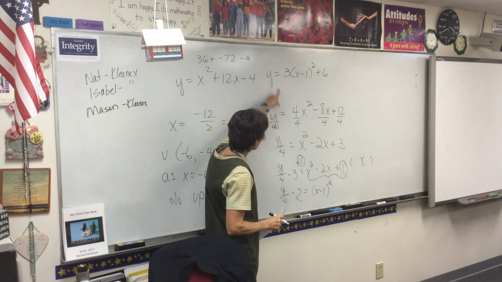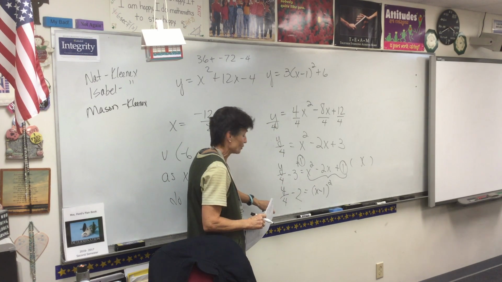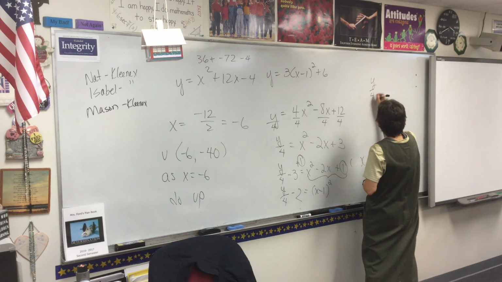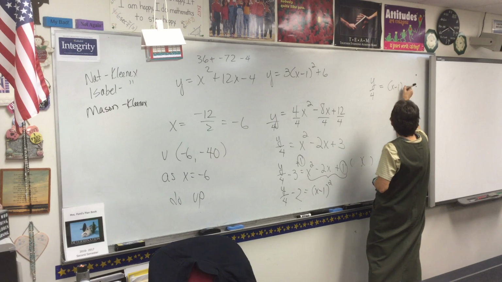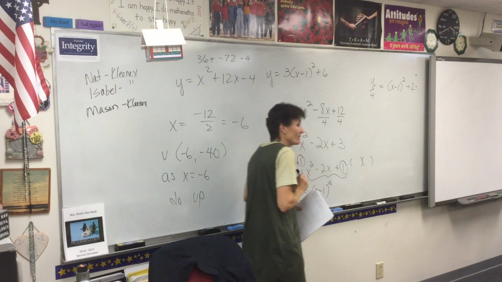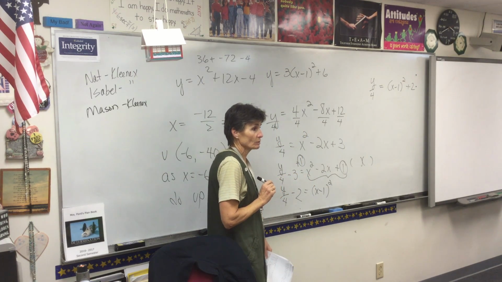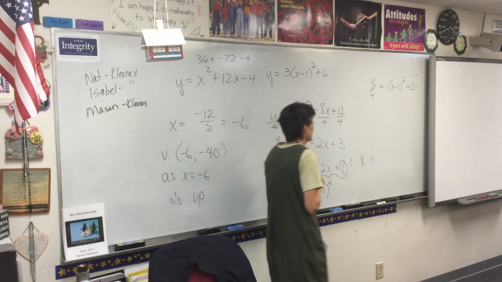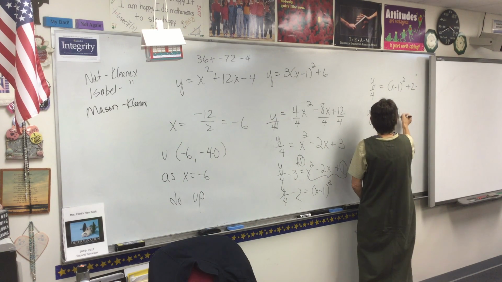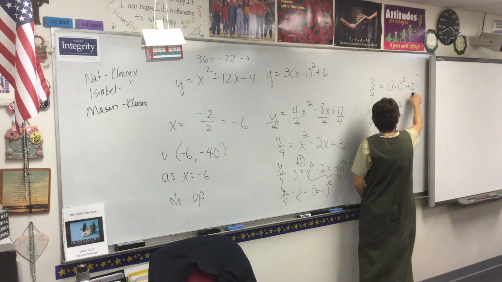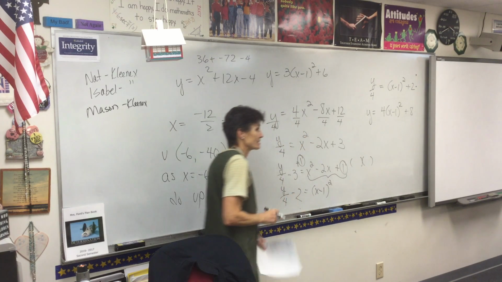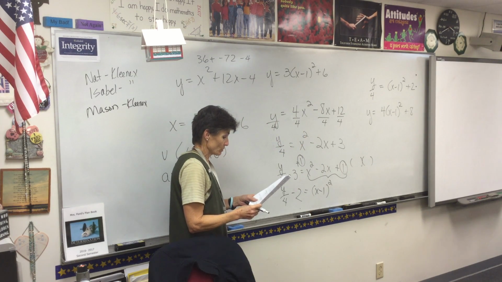Well, my equation doesn't quite look like that. So what am I going to have to do? I'm going to add the 2 to the other side, and then it almost looks right. I'll multiply by 4. And when you multiply by 4, you put a 4 on the parentheses, and you multiply that last number by 4. So that is the equation in vertex form.